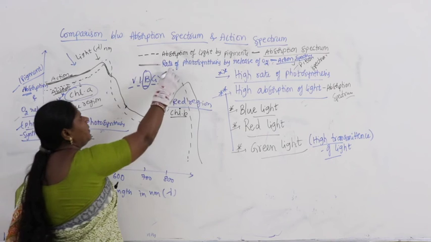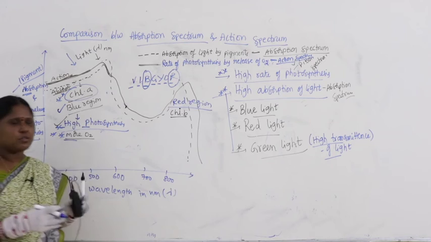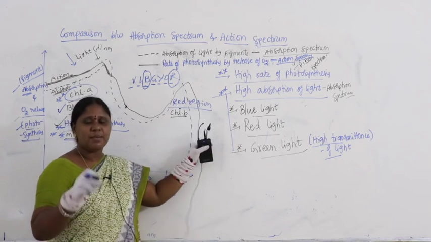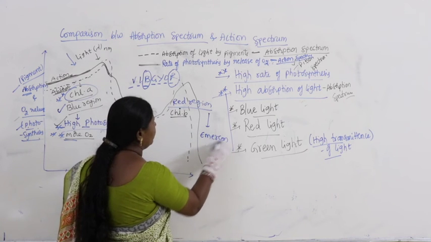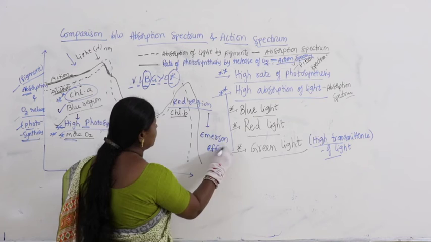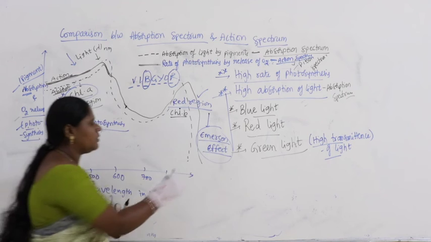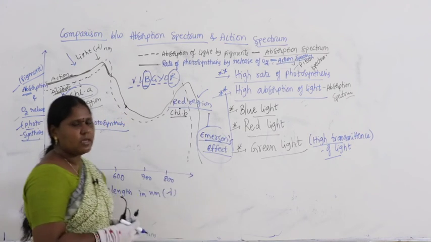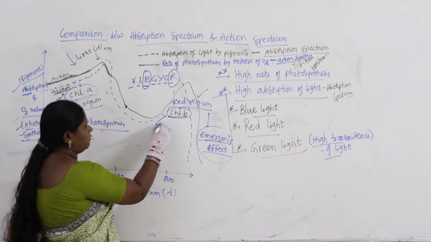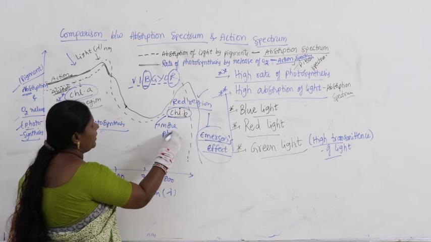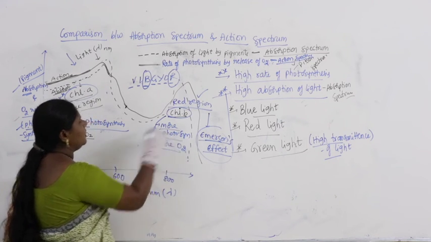Coming to red region, red region means 600 to 680 nanometers, that I will give you later, because here we have a concept called red drop. Emerson enhancement effect. So this we will study under Emerson effect, that we will discuss in the next class. Regarding red region we have to study Emerson's effect, because Emerson is a scientist who studied about this. In red region chlorophyll B shows maximum absorption of light and more photosynthesis. When it is more photosynthesis, again there is a release of more oxygen.